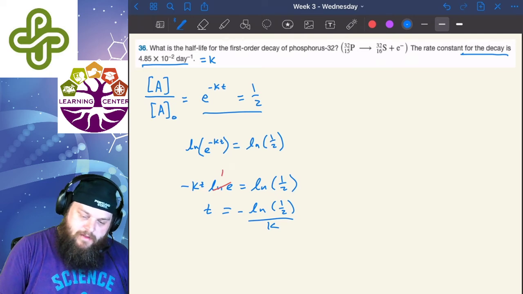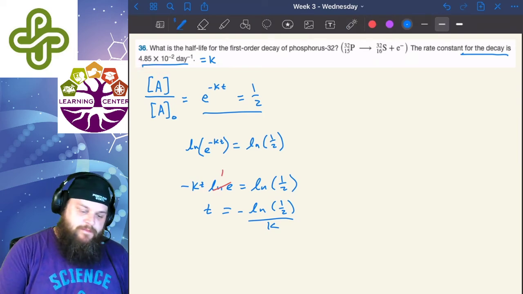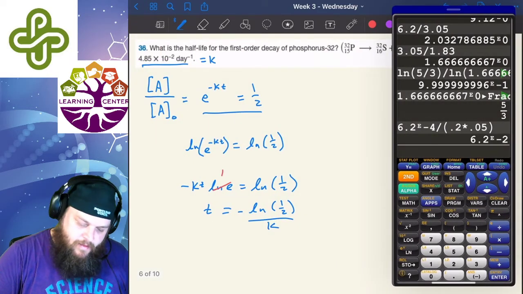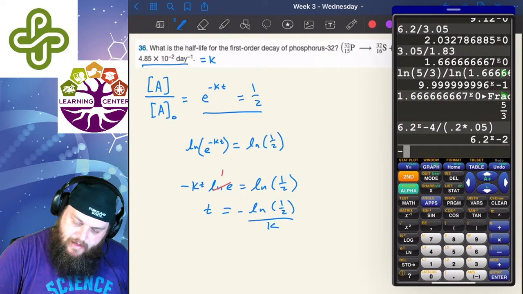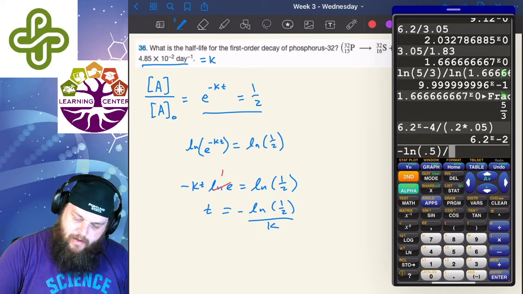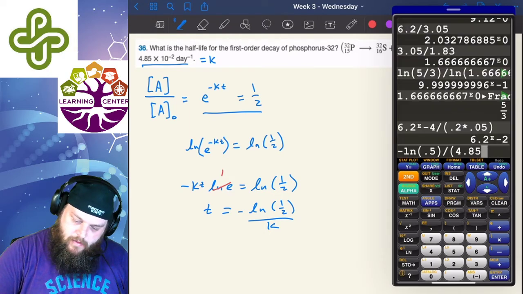So we can plug this into our calculator because we know that k is going to equal 4.5 times 10 to the negative 2 because of this up here. So that's going to be negative natural log 0.5 divided by, I'm going to put parentheses, 4.85. Oh, no. E to the negative 2.